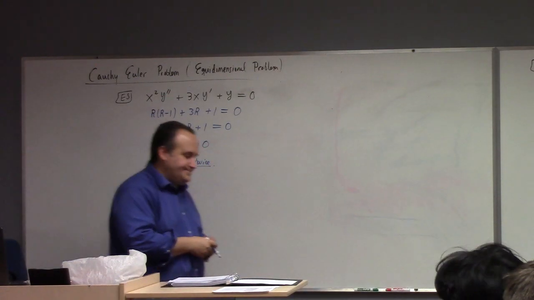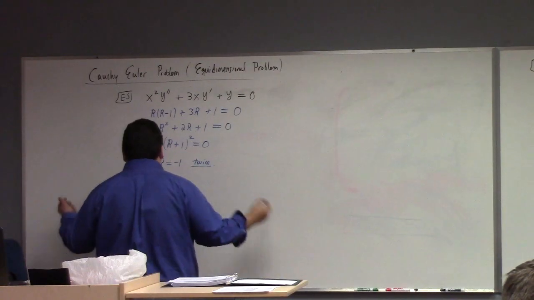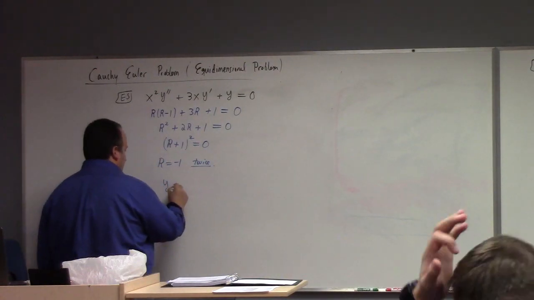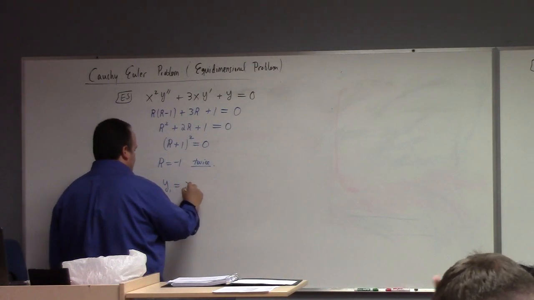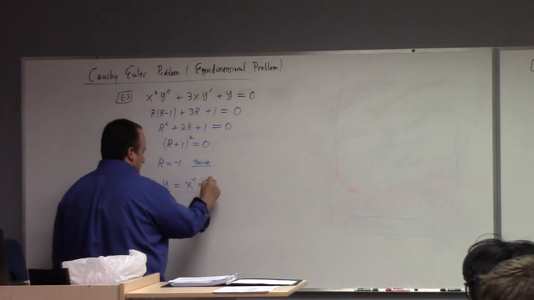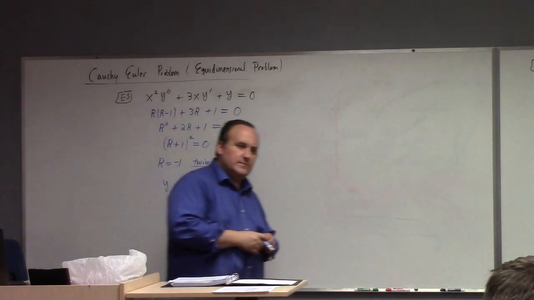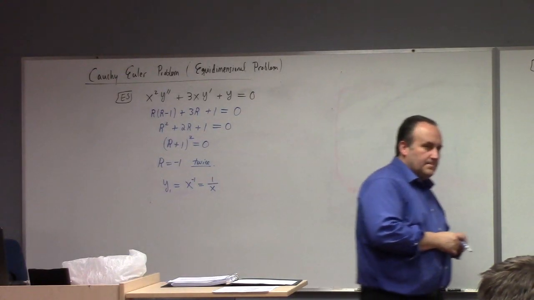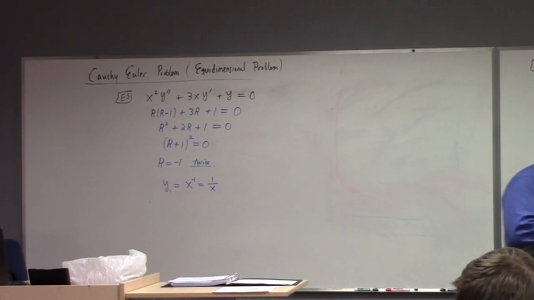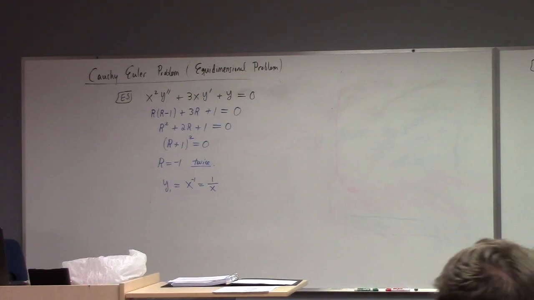What do we do with that? Part of it's easy enough. My y1 is x to the minus 1. If you like, it's 1 over x. But what about the other one? What do you do when there's a repeated characteristic value? What does the other solution look like?